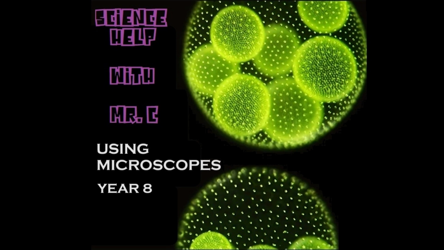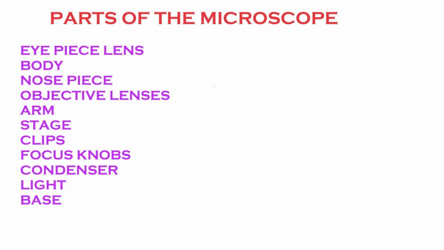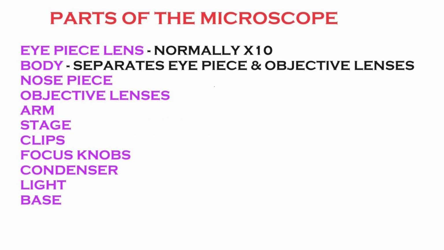Hello, this podcast is about how to use a microscope. First of all, we'll go through the parts of the microscope. The eyepiece lens, which is normally times 10, is where we put our eye. The body separates the eyepiece and the objective lenses.